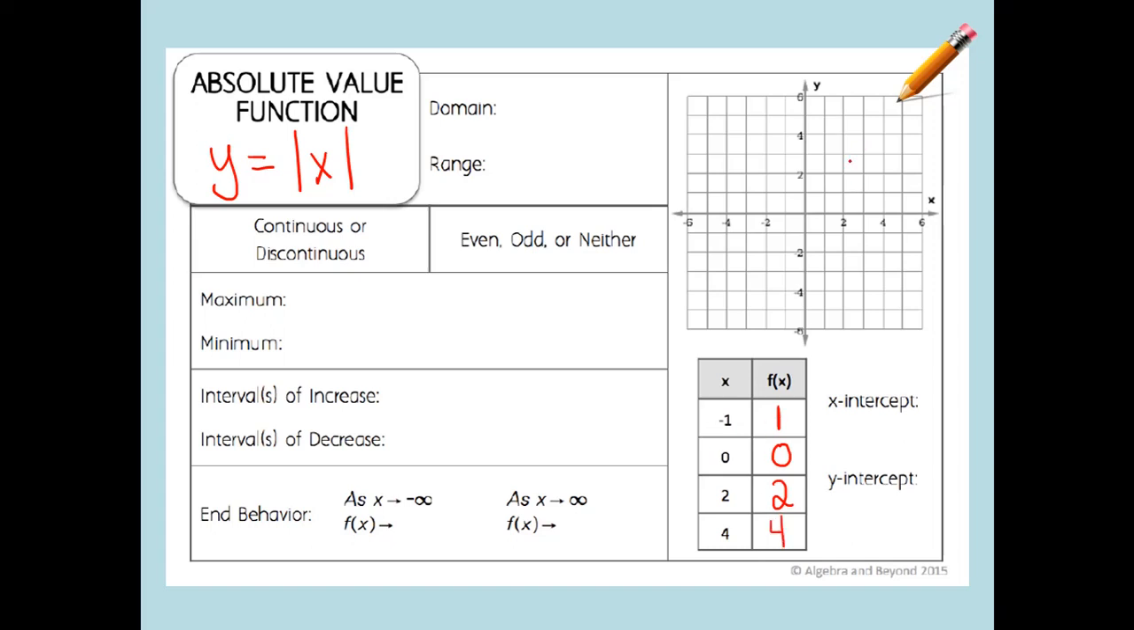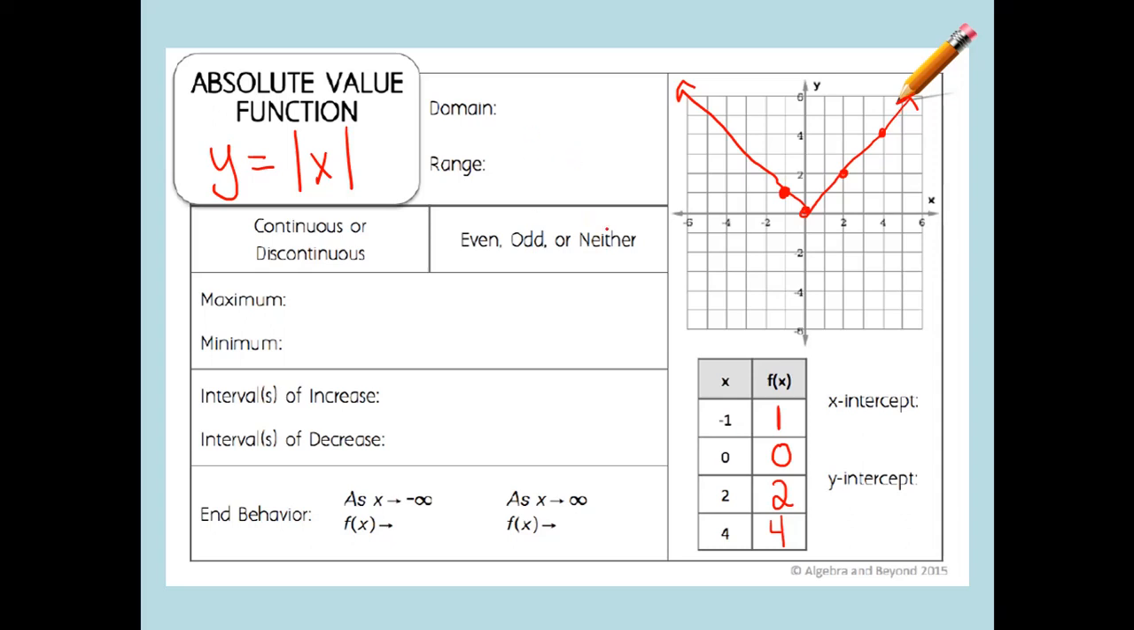Now, let's graph those ordered pairs. So I got (-1, 1), (0, 0), (2, 2), and (4, 4). Now, what this graph's going to look like is a V for value. Okay, so V for value for our graph here. So we're going to be graphing this absolute value.